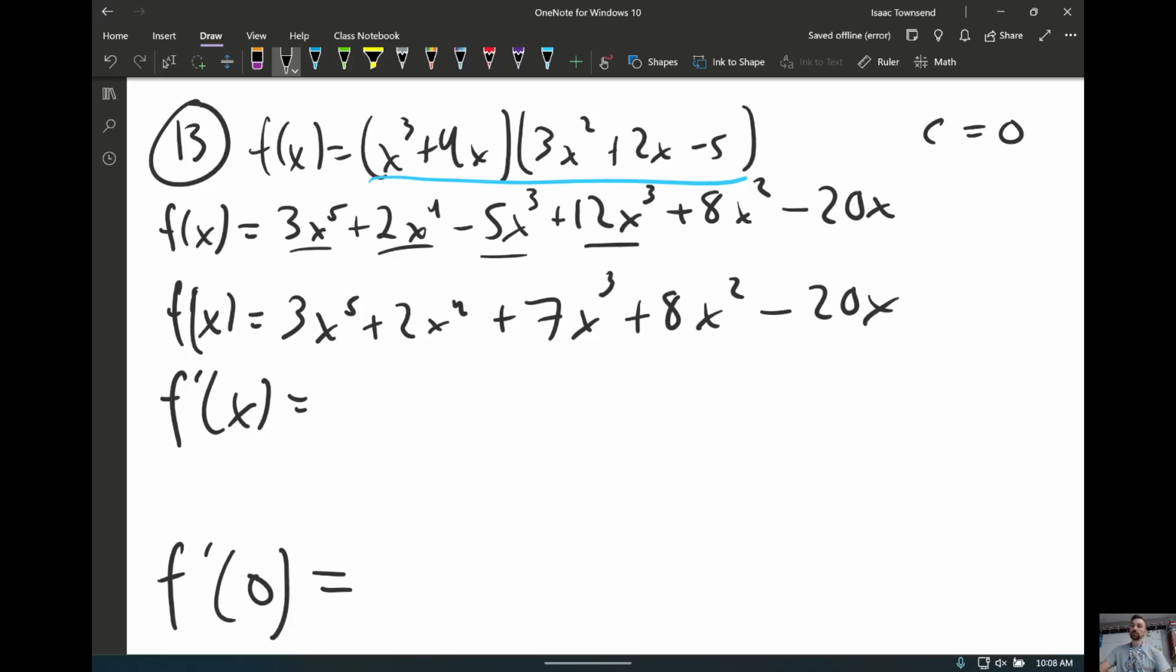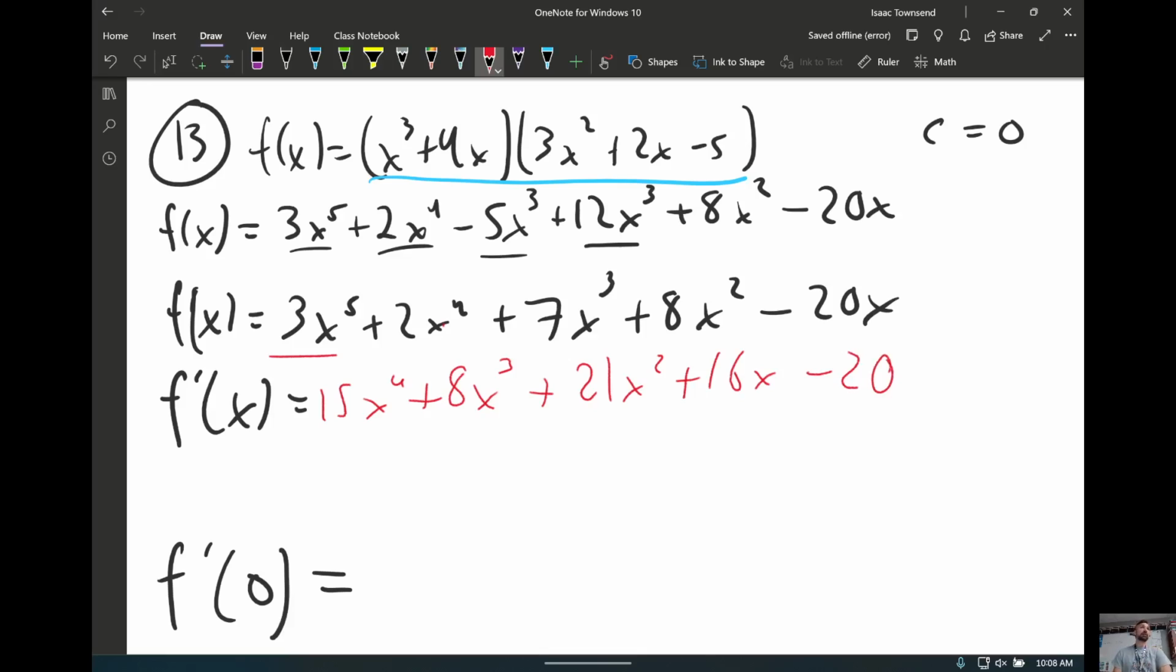But if you're willing to distribute all of this, or FOIL it, it's not really FOIL, but if you FOIL all this together, just notice how much easier the derivatives are. You do power rule once, twice, 3 times, 4 times, 5 times. The calculus part's a lot easier if you're willing to multiply and do the algebra beforehand.